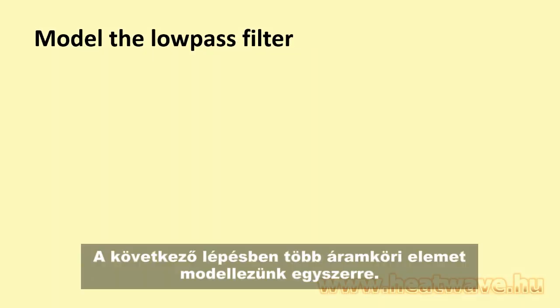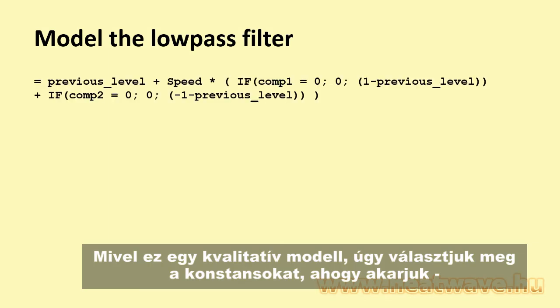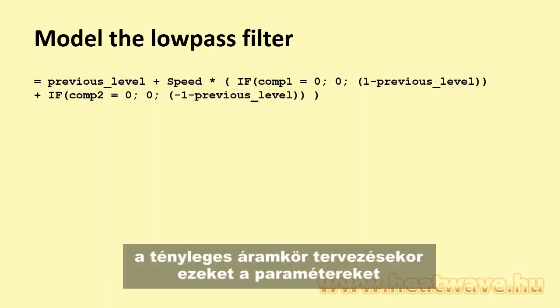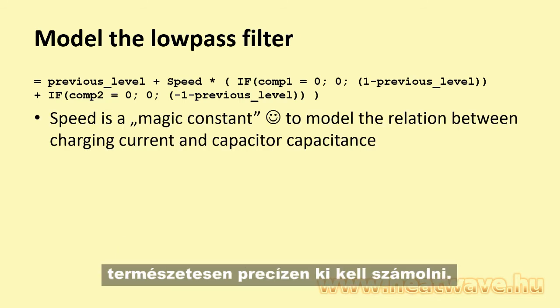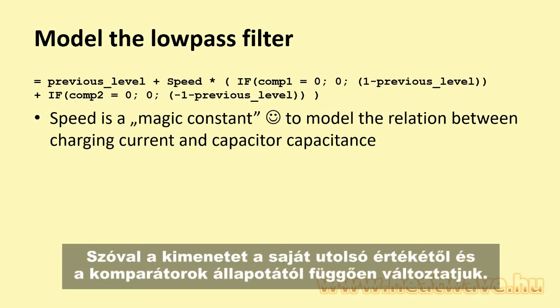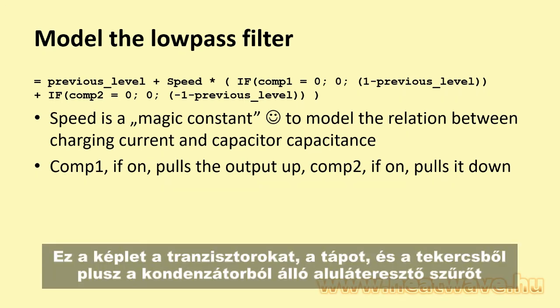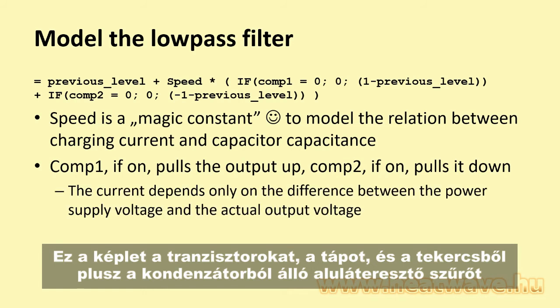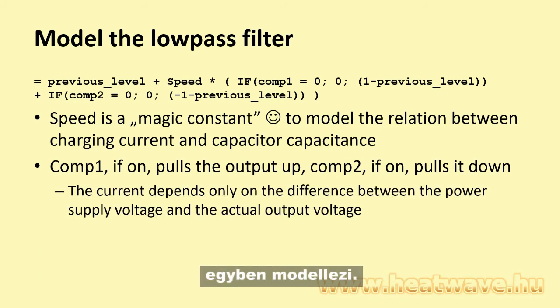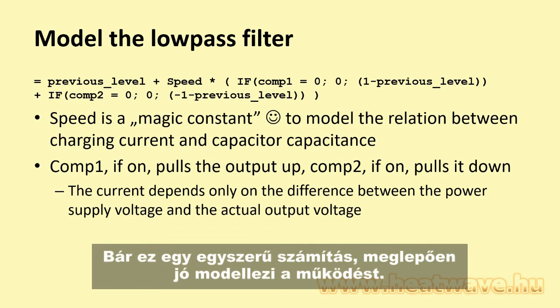In the next step, we model multiple circuit elements at once. This is a qualitative model, so we can select constants as we like, but when designing an actual circuit, of course, these parameters must be calculated precisely. So what we do is changing the output dependent on its last value, plus the state of the comparators. This formula models the transistors, the power supply, and the low-pass filter consisting of a coil and a capacitor all at once. Although this is a very simple calculation, it models the operation surprisingly well.